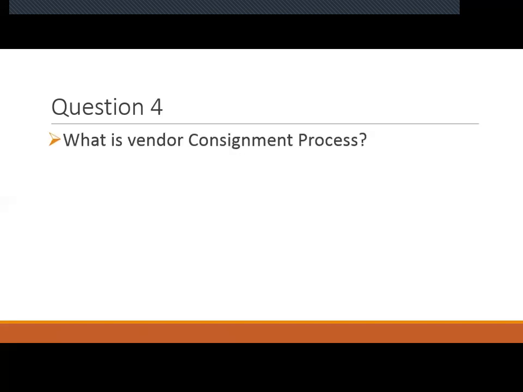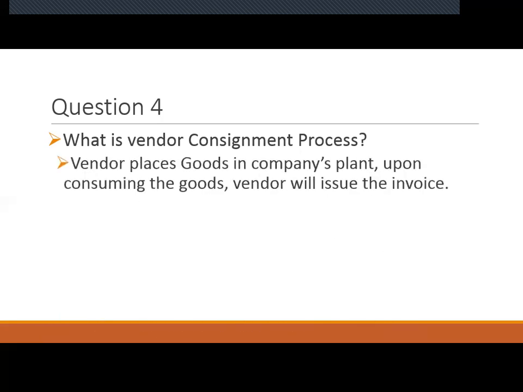So next question is vendor consignment. So what is vendor consignment? You have to tell them the definition. Goods are placed in the company's premises by the vendor. Once the company consumes them, the vendor will bill the company. Vendor places the goods in the company's plant, and upon consumption the vendor issues the invoice. They may ask you what is the movement type? 411 is the movement type. Special stock is K. They may ask you all this in the interview, so you have to be in a position to tell all this.